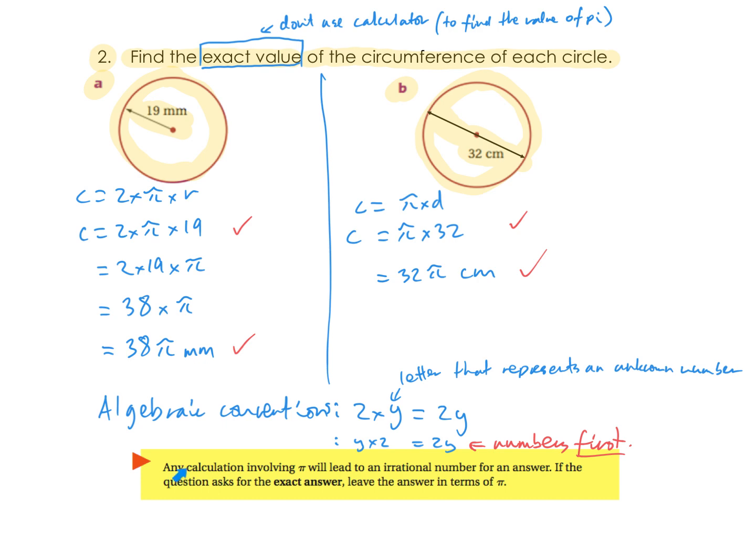Okay, any calculation involving pi will lead to a decimal number that goes on forever and never repeats. If the question asks for the exact answer, leave your answer in terms of pi. In terms of pi means that there's a pi in the answer. That's what that means. Maybe I'll make that purple so it matches easier. Excellent. Okay, let's go on to the next question.